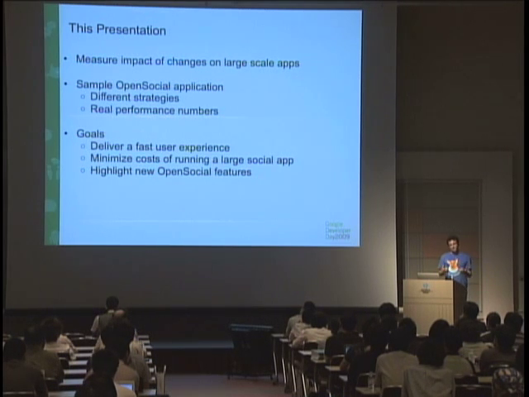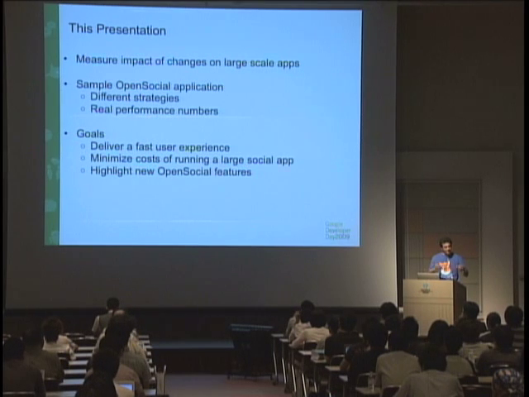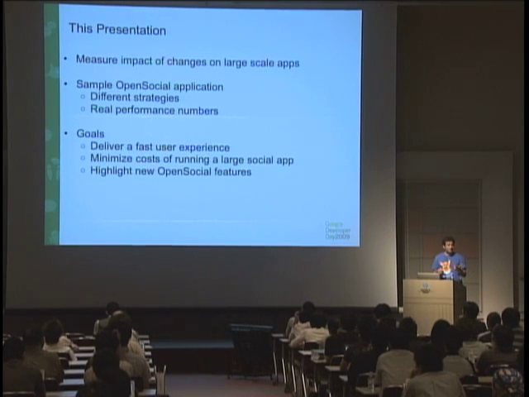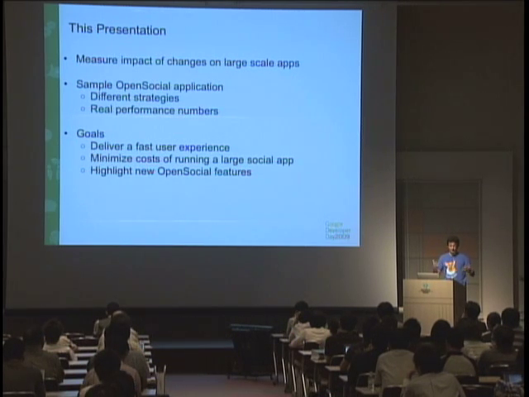So in this presentation, what we're going to do is measure the impact of changes on large-scale apps. We're going to take a sample OpenSocial application that we've coded in a very naive way. And then I'll show you how, by applying different strategies, how much we save in terms of latency, in terms of cost. We'll show you some real performance numbers that we measured on this application after applying all these optimizations. So we have a naive version of it, and then we have a completely optimized version of it. The goal is to deliver a fast user experience, and to minimize the cost of running a social application. When you're a developer and you put a social application out there, you're paying for your hosting cost and bandwidth cost, and that's not trivial when you start to get lots of users.